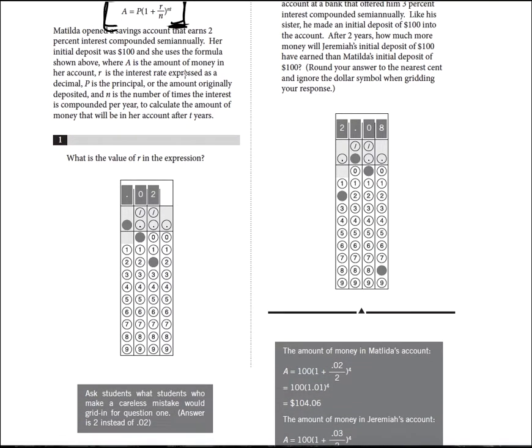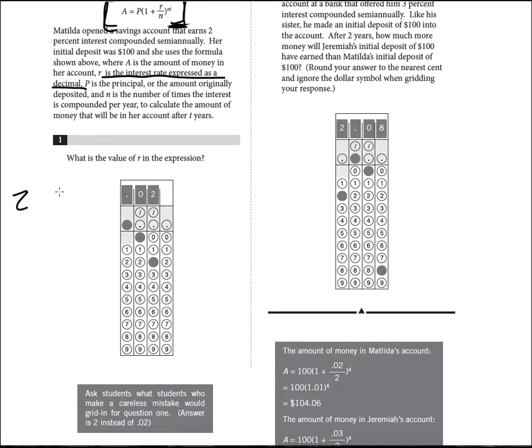What do you think would be the answer for the first one? Stephanie. 2. You know what? You're right. You're very, very close. You're right that R equals 2%, but I want to be careful here. It's 2% expressed as a decimal, because that's what it says in the problem: R is the interest rate expressed as a decimal.